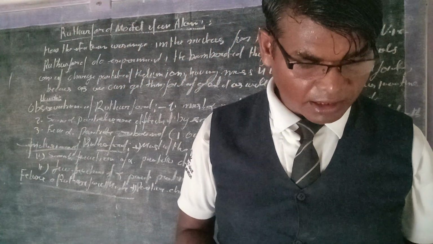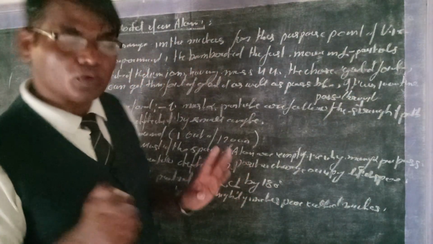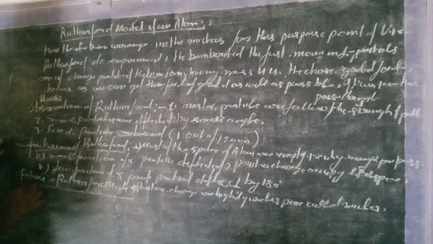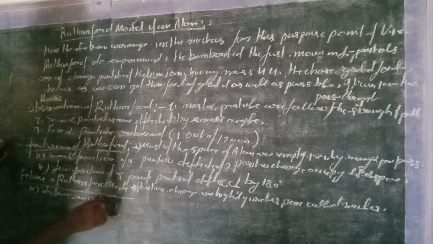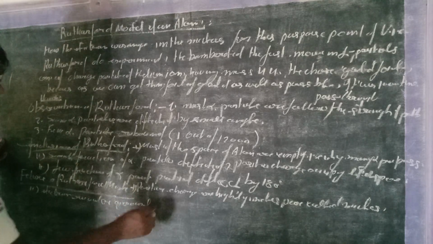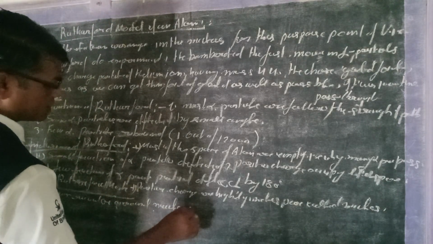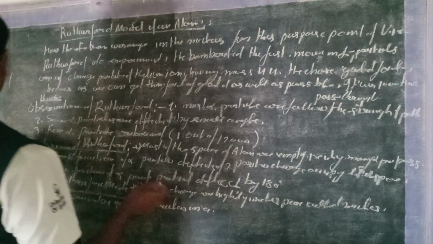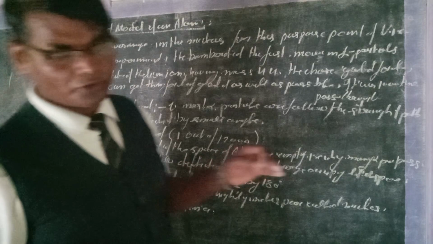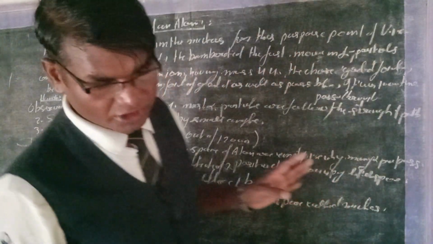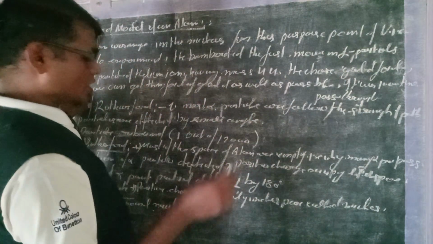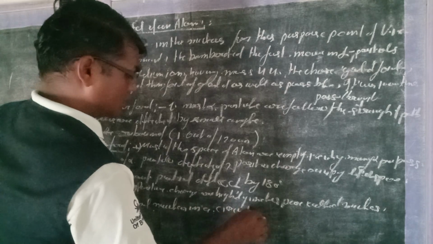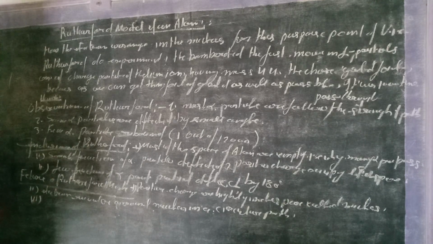Second, he concluded that electrons revolve around the nucleus in a distinct circular path.